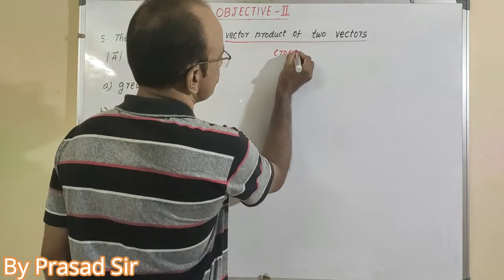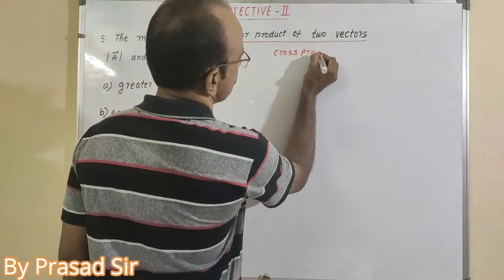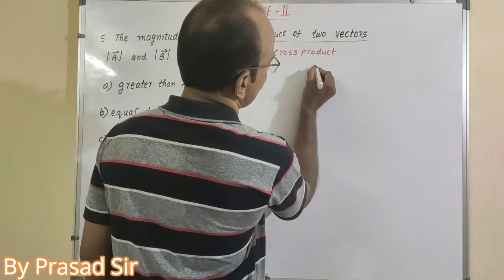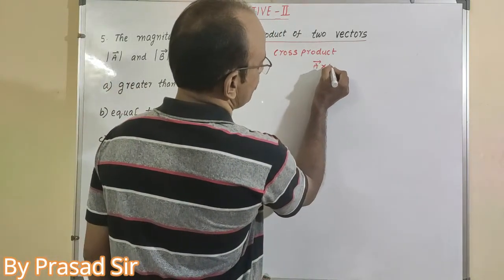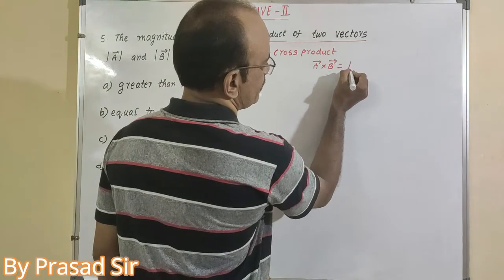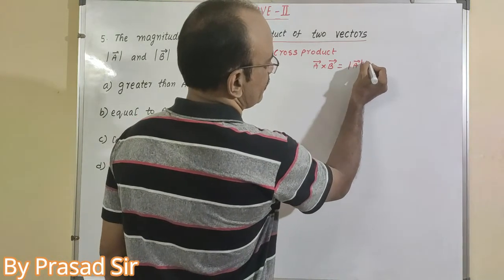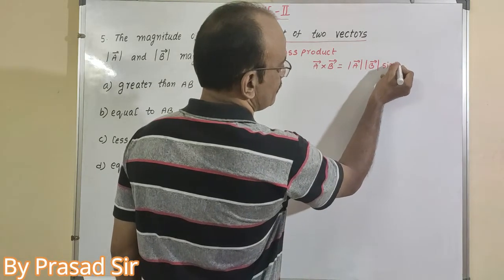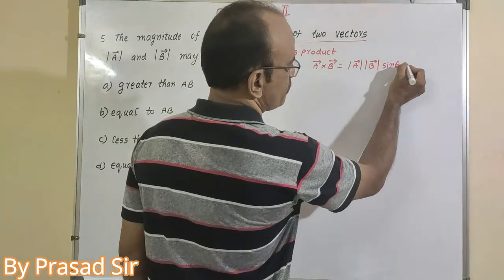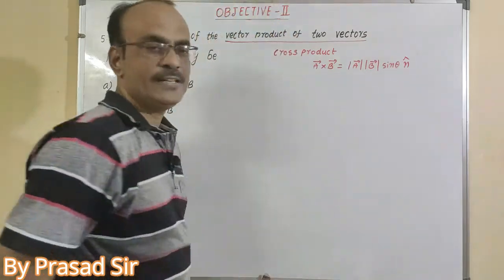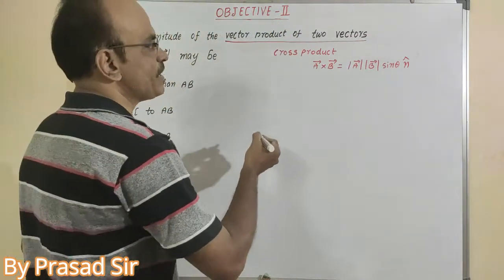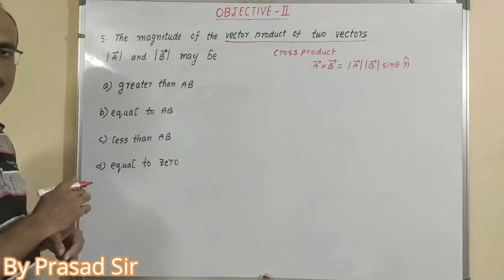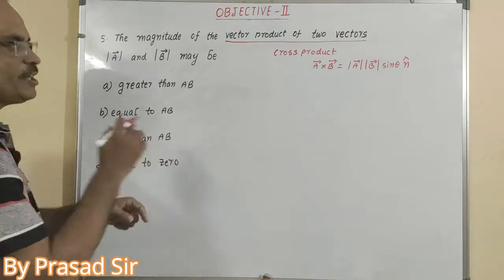That is the cross product. Cross product means what? A vector cross B vector is equal to A vector magnitude, B vector magnitude, sine of the angle between them, and n cap is the direction. So first of all, greater than AB, equal to AB, less than AB, equal to 0.